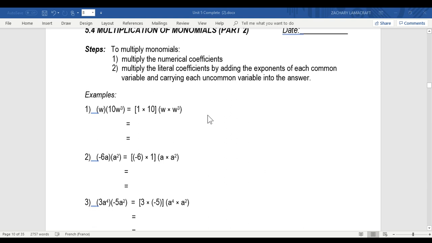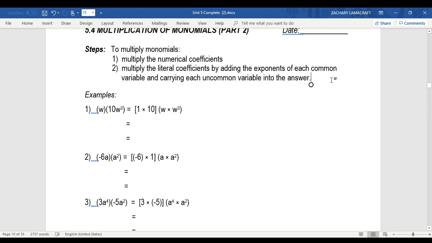So if we look through the steps to multiply monomials, we're going to multiply the numerical coefficients first, or that base number, and then we're going to multiply the literal coefficients by adding the exponents of each common variable and carrying each uncommon variable into the answer.